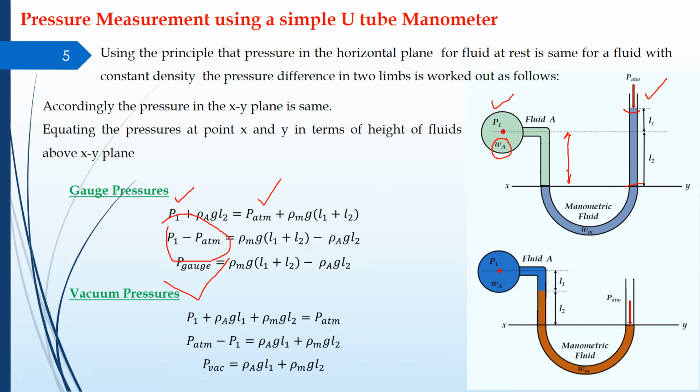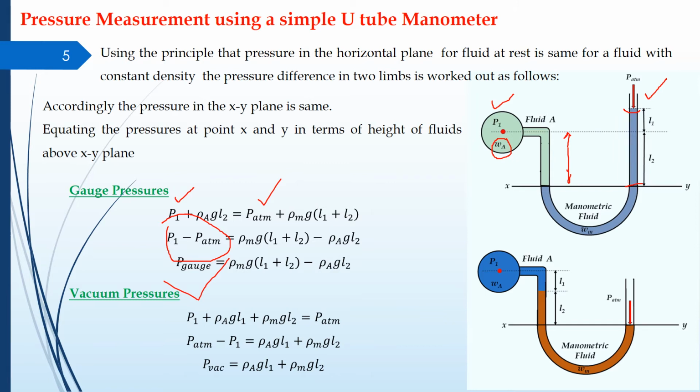So certainly the vacuum, if we are trying to measure, it will have this kind of configuration, and certainly we will again try to balance the pressure on both sides of the limbs. So XY plane will be there again, and the pressure above this level will be equal to the pressure above this level. Okay, so we have P1 pressure and we have the pressure due to this purple color fluid column, that is due to L1, and the pressure due to this L2. So P1 plus rho A g L1 plus rho M g L2 is equal to atmospheric pressure, because the pressure on the other side is only the atmospheric pressure.